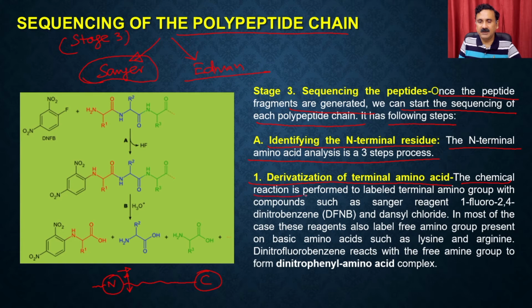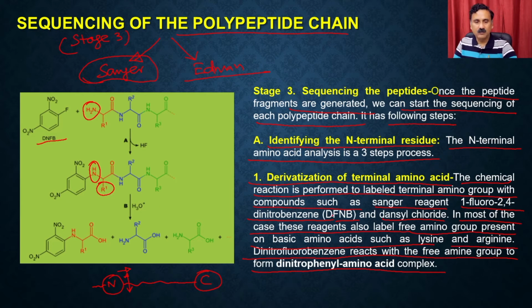So, the chemical reaction is performed to label the terminal amino acid with a compound such as the Sanger's reagent, like 1-fluoro-2,4-dinitrobenzene or DFNB, and the dansyl chloride. In most of the cases, these reagents also label the free amino groups which are present on the basic amino acid side chains such as lysine and arginine. Dinitrofluorobenzene reacts with the free amino group to form the dinitrophenyl amino acid complex. So, if you add the DFNB to the first amino acid, because it has the free amino group, in the presence of the HF there will be a release of this group, and then it is actually going to form a bond with the terminal amino group, and that is how the first amino acid R1 is going to be labeled.